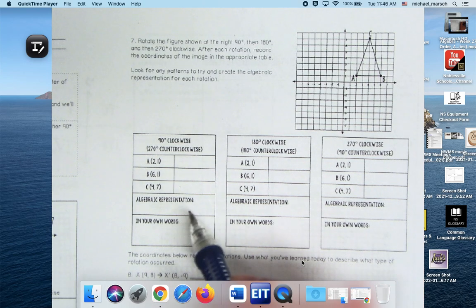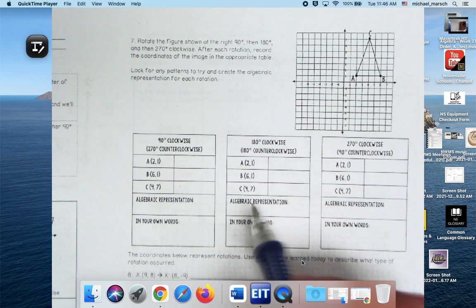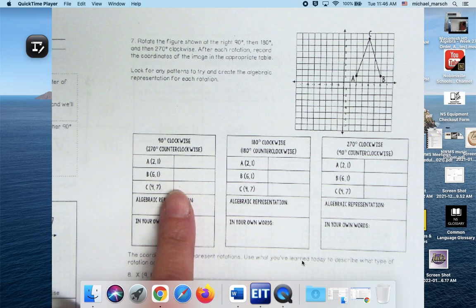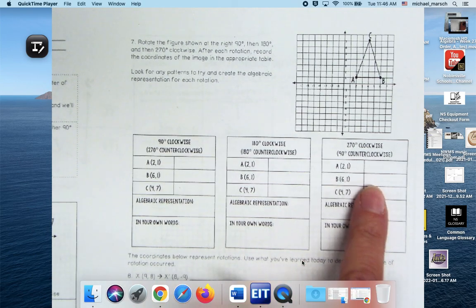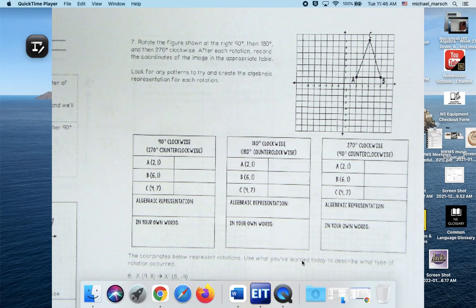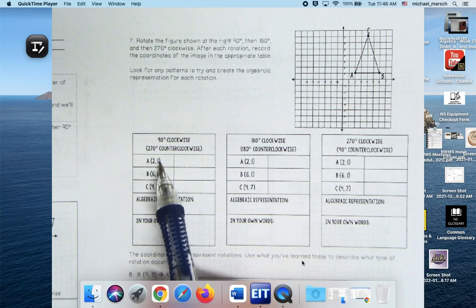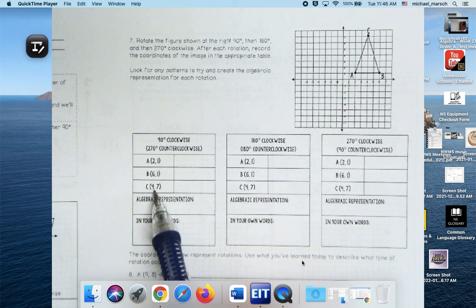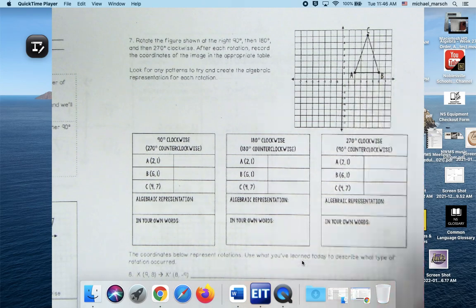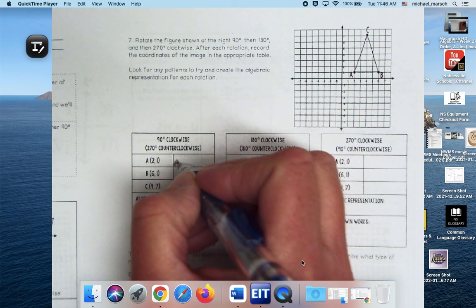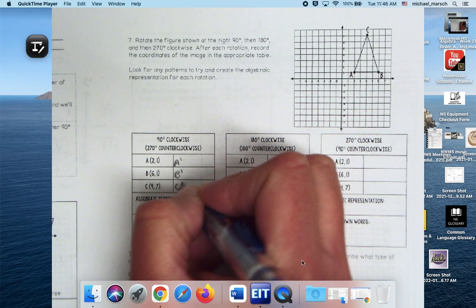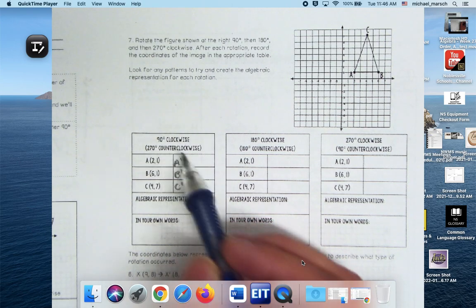I need like a rule, right? So these are the rules that you would do to get a 90, 180, or 270 clockwise rotation. Okay, so let's look at this first one. They tell us that this is where A, B, and C is starting. Right here, we have this beautiful ABC. So we're going to find A prime, B prime, and C prime if we were to rotate 90 degrees.